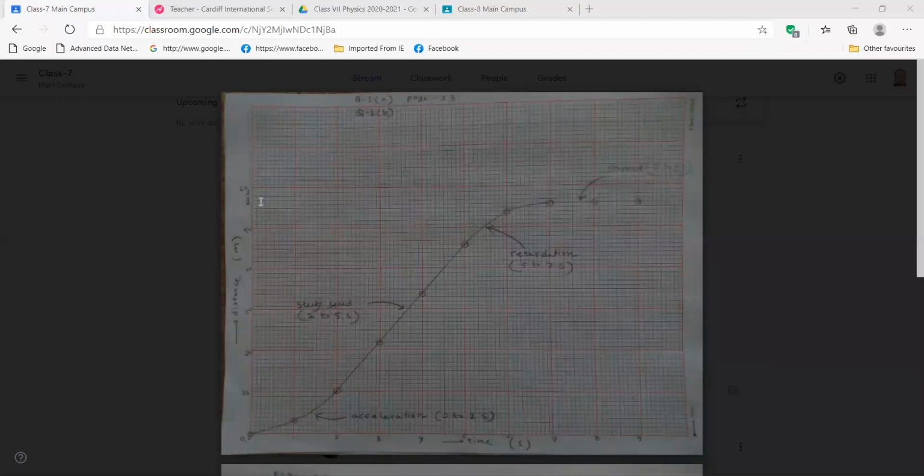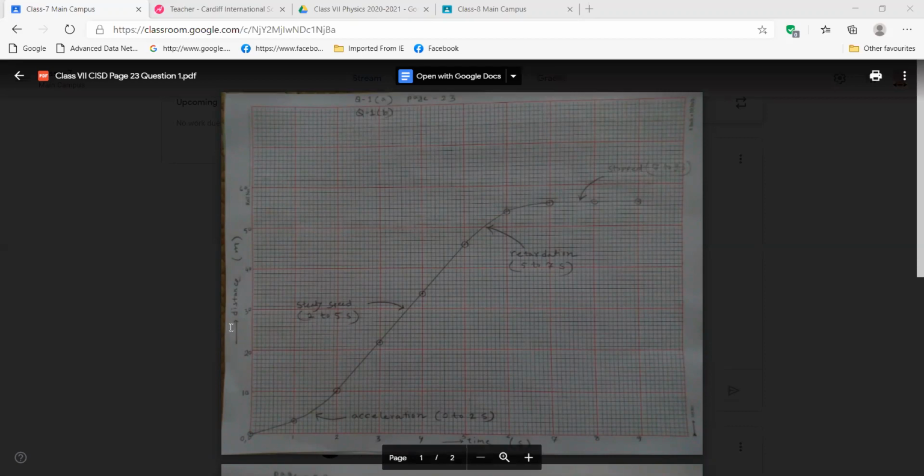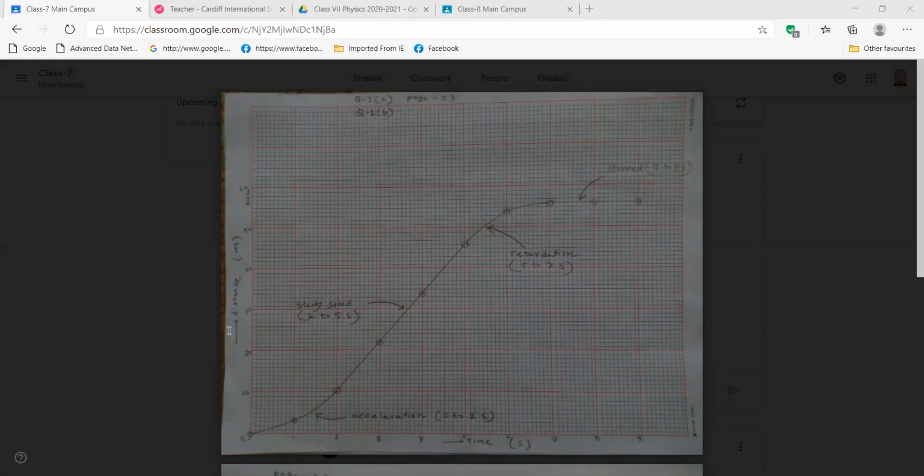While you are drawing a graph, it is a must that your plotting, the points from the readings you got, should cover more than half of the graph. Is it clear? This is the first thing. That way you have to take the scaling. Scaling means time scale and distance scale. This is called scaling. Is it clear? Is this speed accelerating?